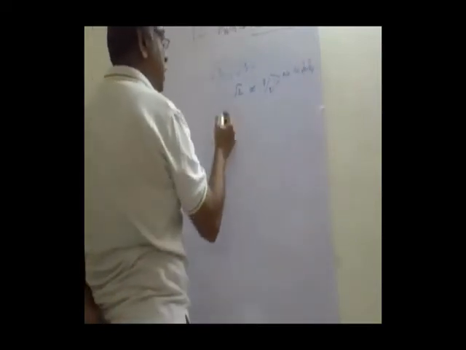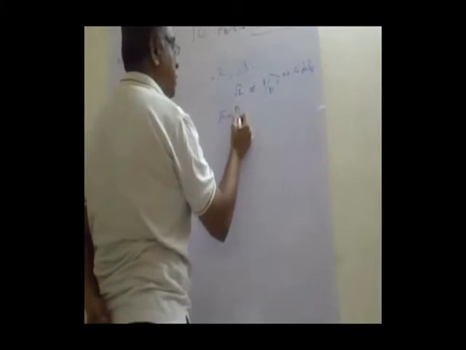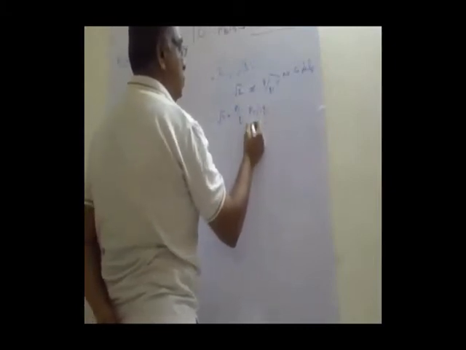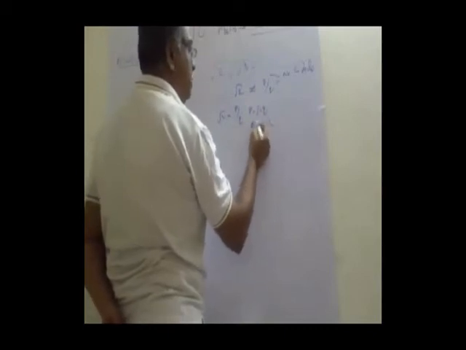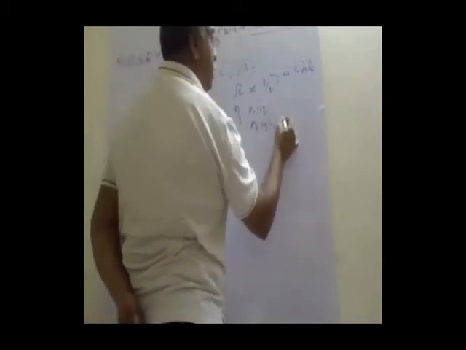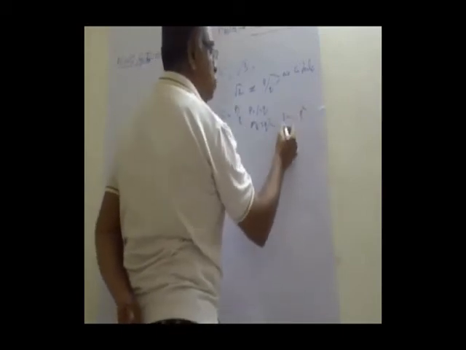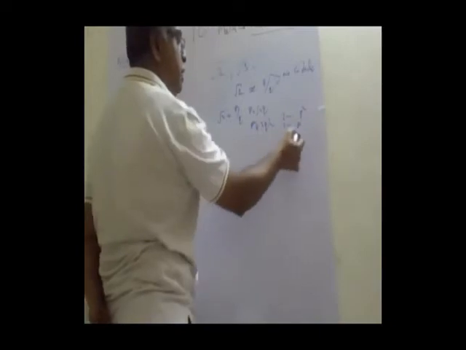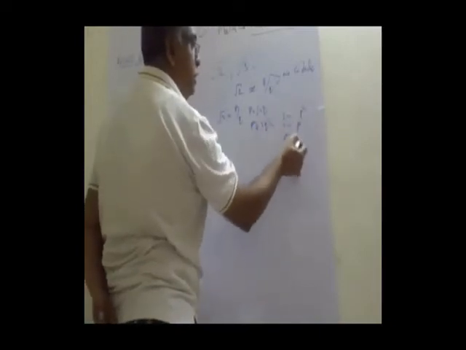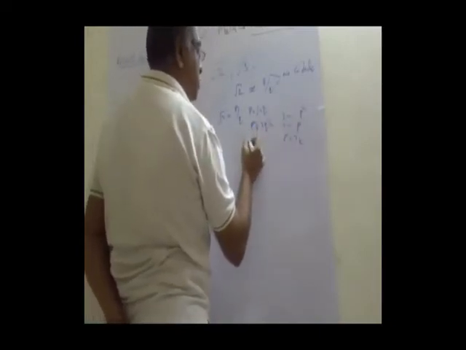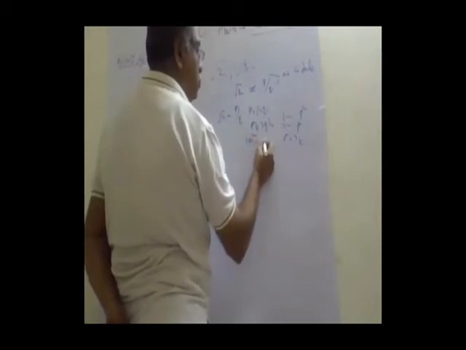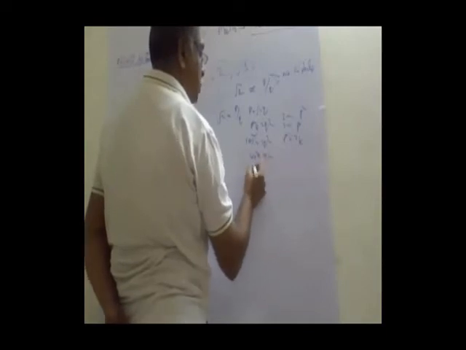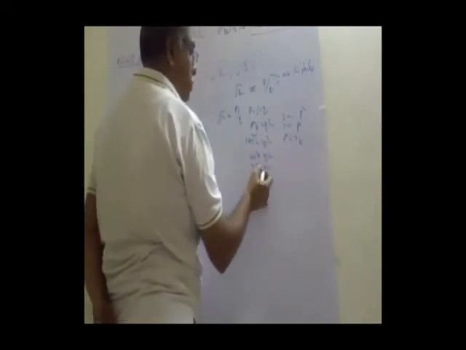So let it be p by q. Then p is equal to root 2 q. So p square is equal to 2q square. That means 2 is a factor of p square. That means 2 is also a factor of p. So I can write p as 2r, some r, half of p. So it gives us 2r whole square is equal to 2q square, that is 4r square is 2q square. 2r square is q square. That means 2 is a factor of q.